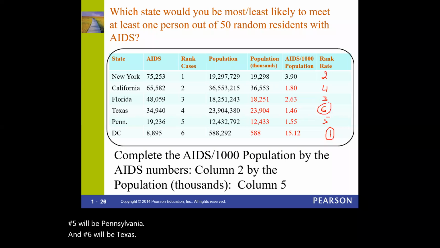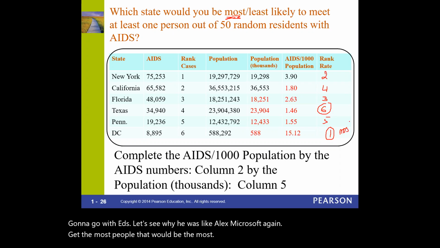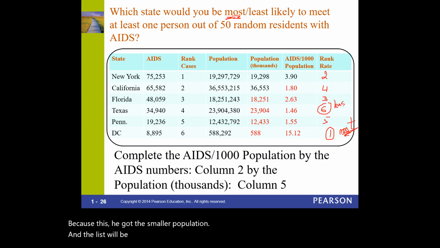So to get the most people with AIDS, you're going to go with DC. Let's see why. To get the most people, that will be the most, because DC got a smaller population. And the least one will be Texas, because Texas has a broader population.